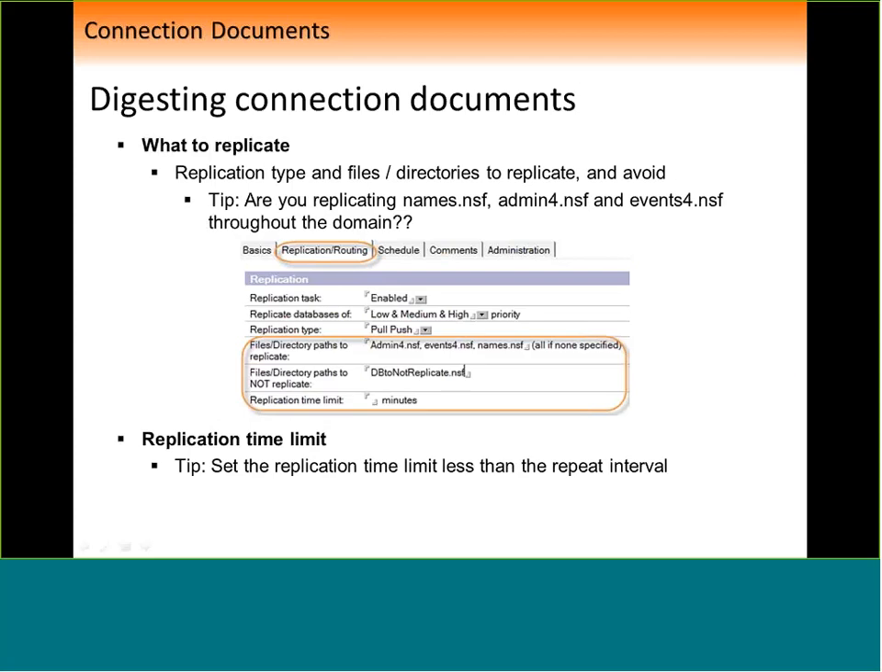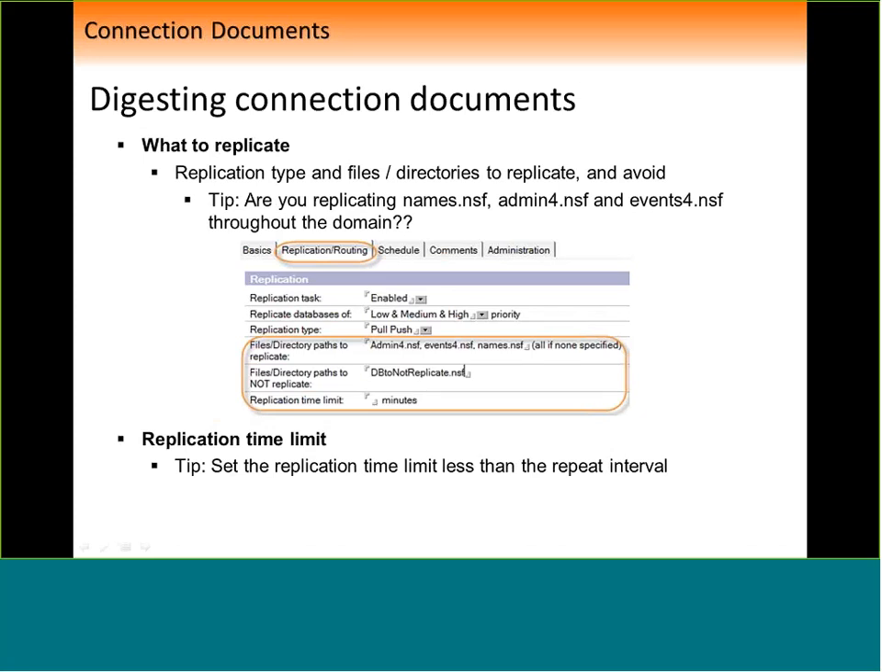Here you can see that we have a pull-push replication, which is the default type you're going to get. And you see that the files and directories are the paths as far as what we're going to replicate. We have our 3 critical databases: admin4, events4, names.nsf, and you're all replicating those throughout your domain, right? Hopefully you say yes. It is very, very critical. Those are the 3 critical databases you need to be really looking at and making sure they're properly replicating through your domain. Otherwise, you could end up with some really interesting replication issues.